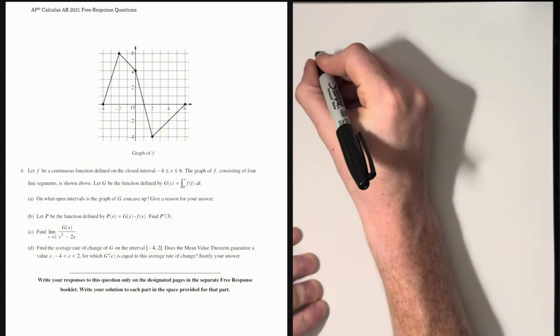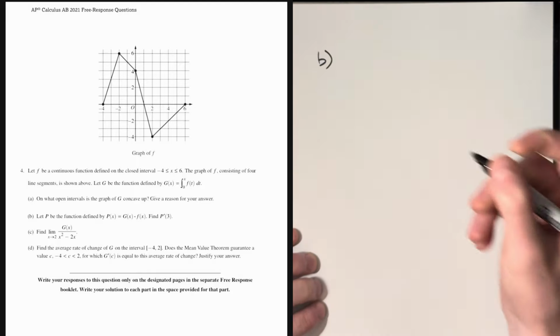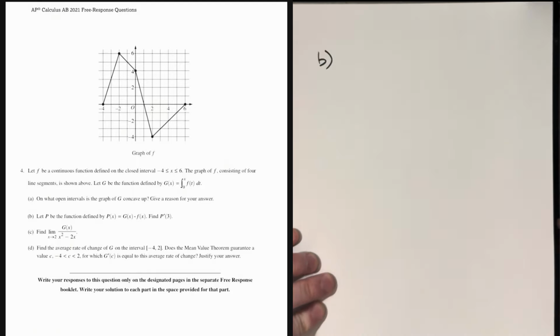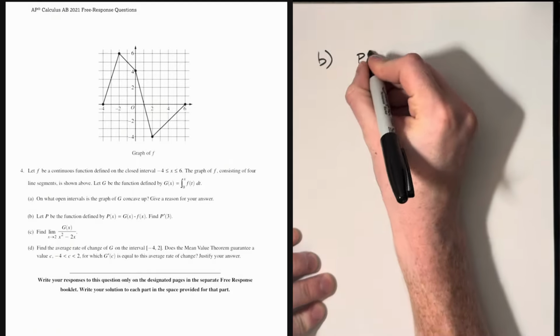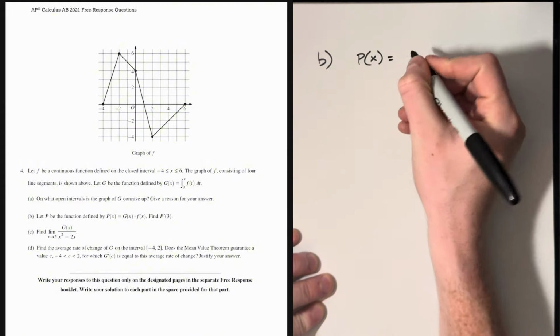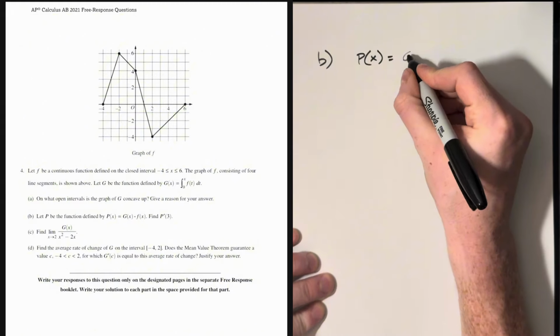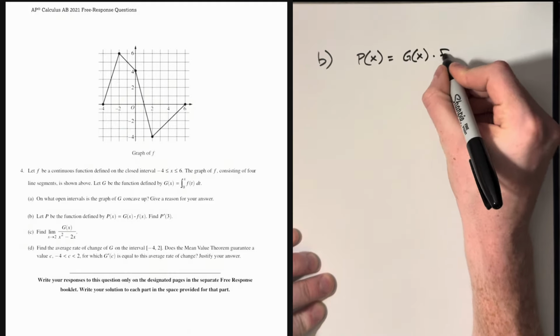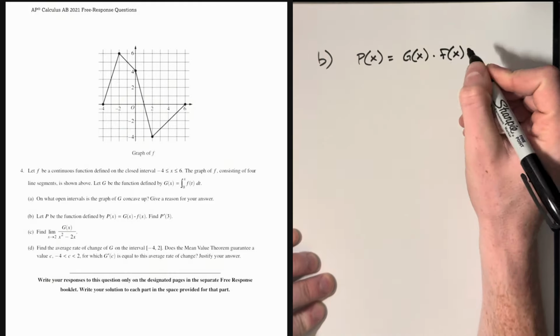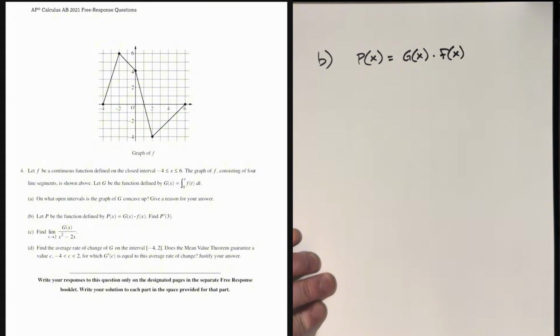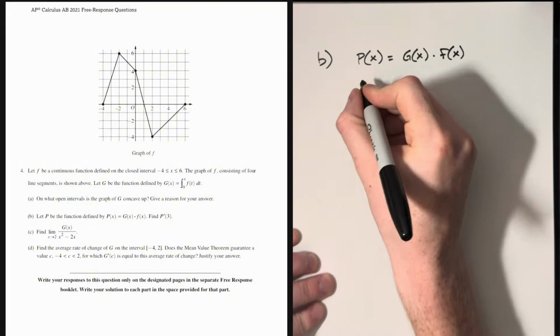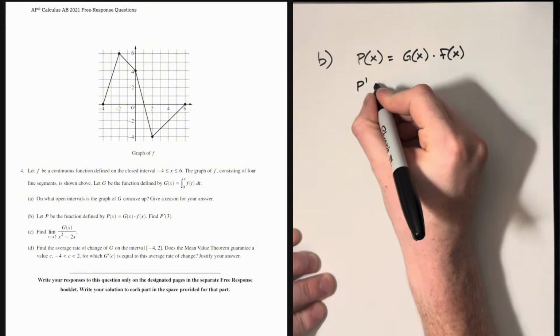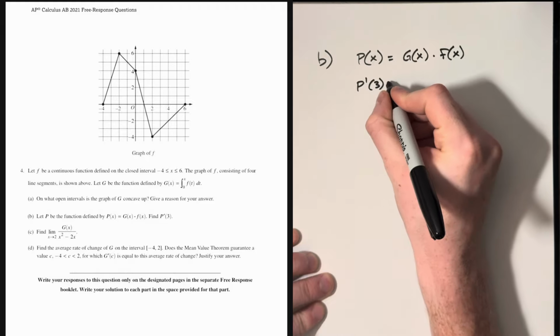Let's look at part B together. Part B says let P be the function defined by P of x equals g of x times f of x. So it's these two functions multiplied together. And it asks us to find P prime of 3.